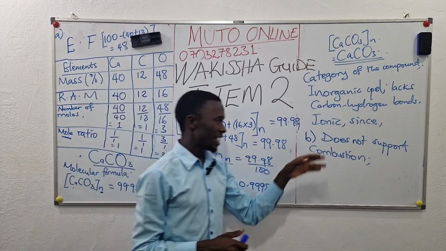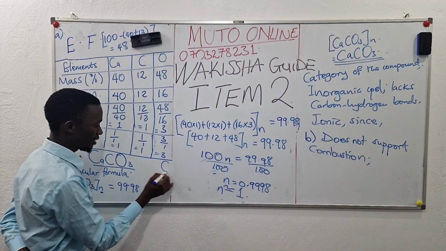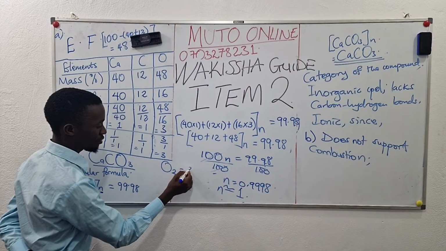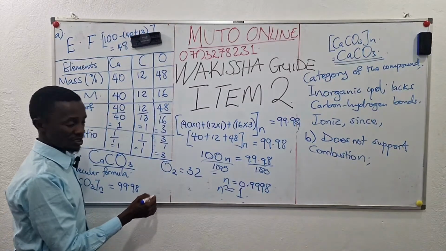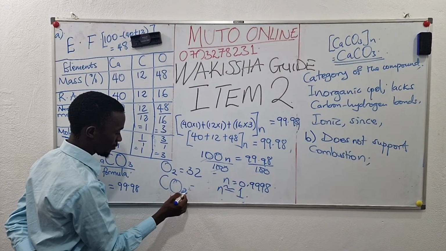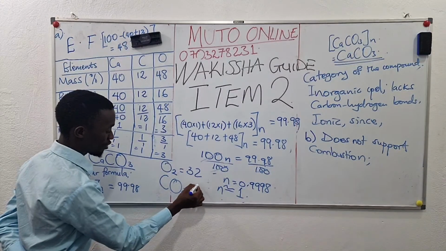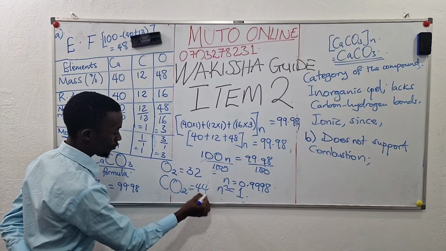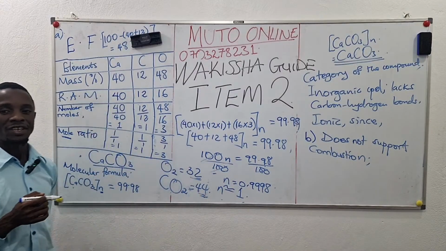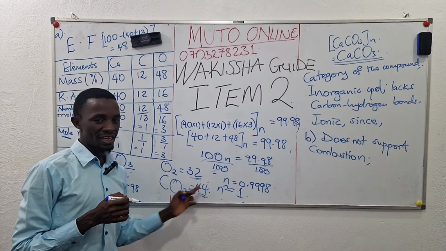Remember, when we calculate the molecular masses of each of these gases, oxygen will be 32, and carbon dioxide, which is written like this, when we calculate its molecular mass, will be 44. Of 32 and 44, which of the two is heavier? I think 44 is heavier than 32.